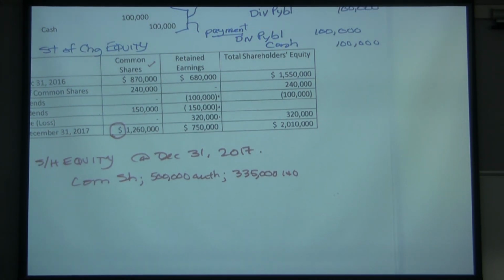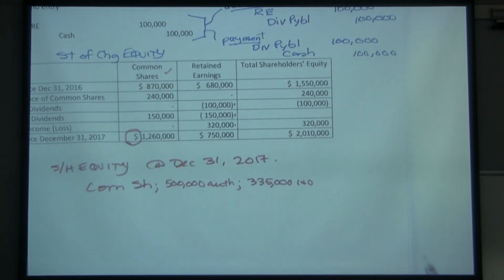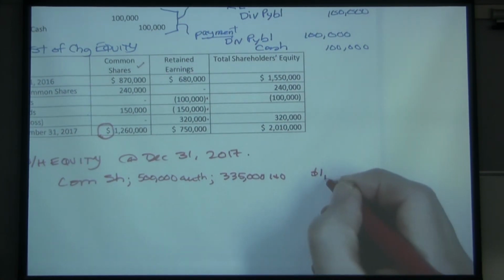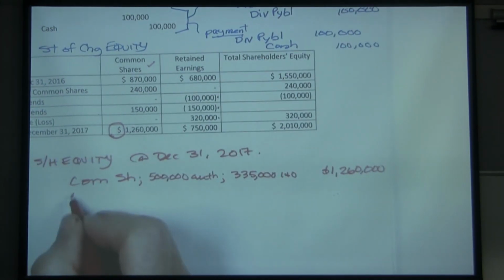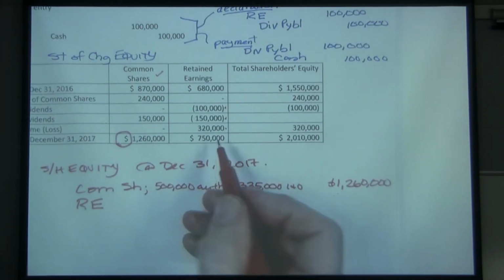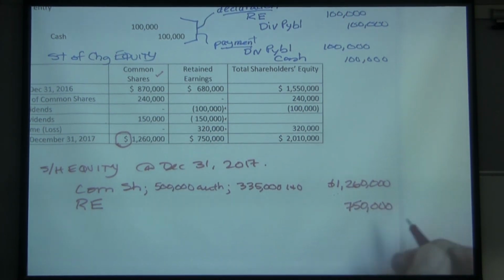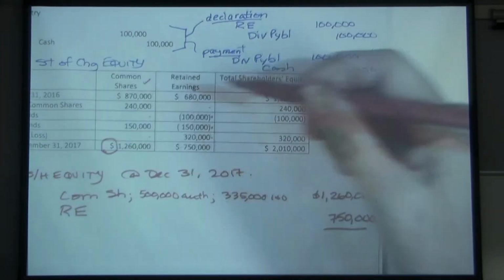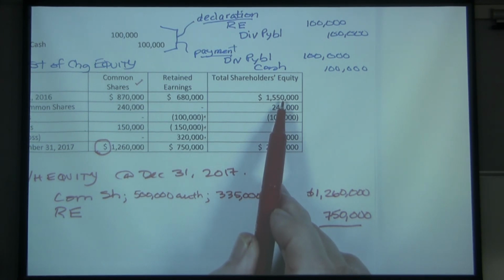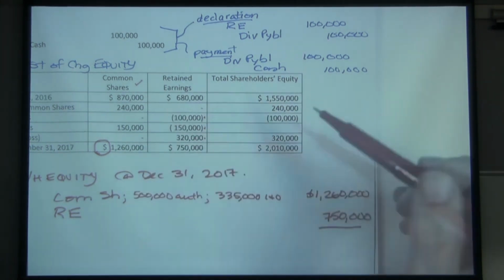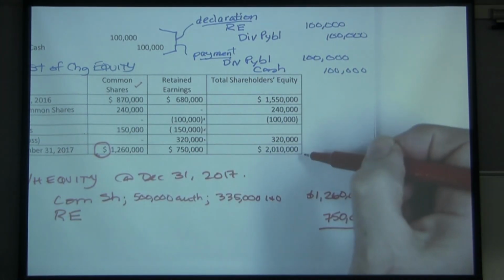So what is the new dollar amount for our common shares? To get the dollar amount, we can look at our statement of changes in equity. It's right here, so it's 1,260,000. For our retained earnings, we have our retained earnings amount from the statement of changes in equity. I didn't really talk about the total column here, but if we have a total column, we just add everything across. So for completeness, if you do have a statement of changes in equity, then just add everything across for this total column.